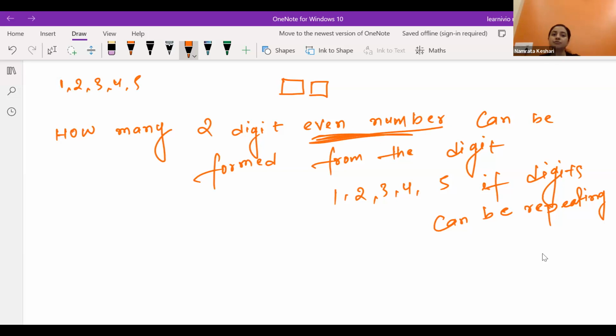Okay, we want to make even number. So we will be thinking accordingly. Even number means, do we understand that at one's place the number divisible by 2 must be there? Yes or no?